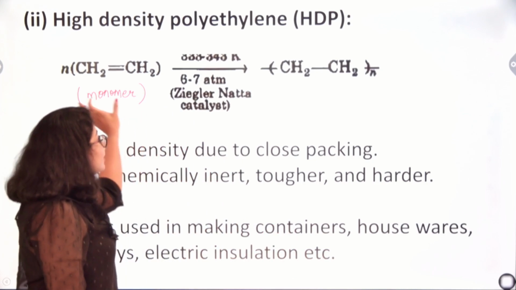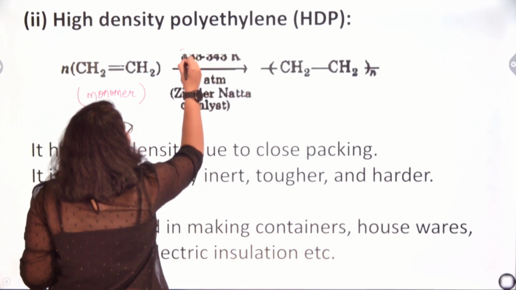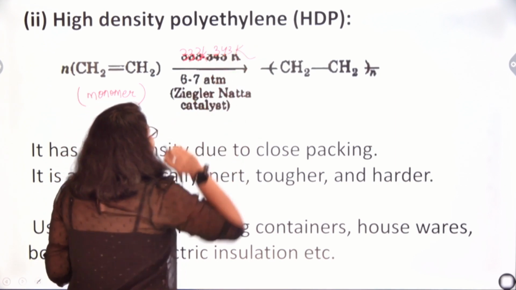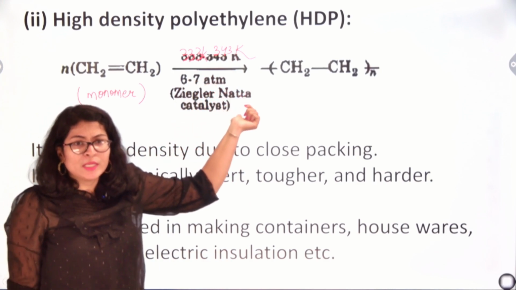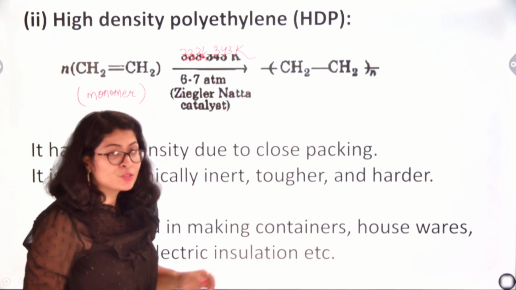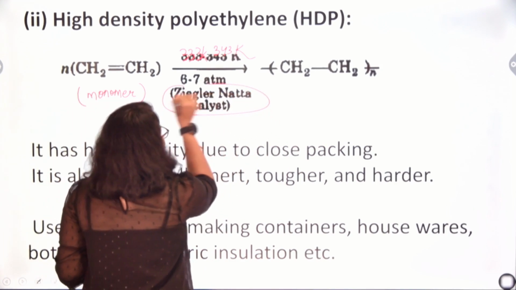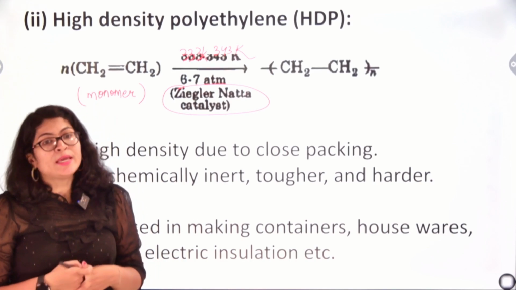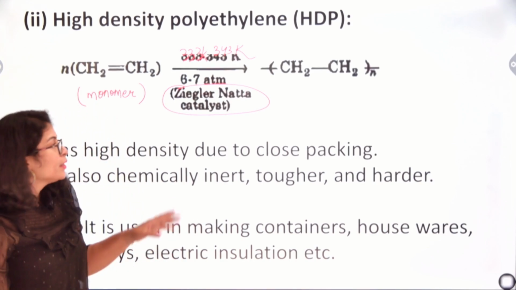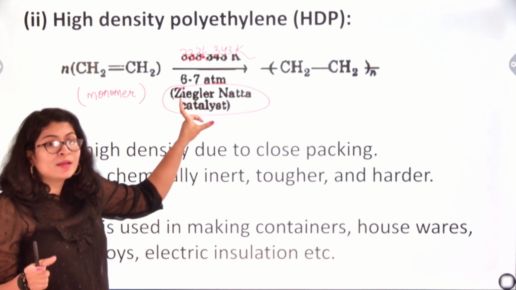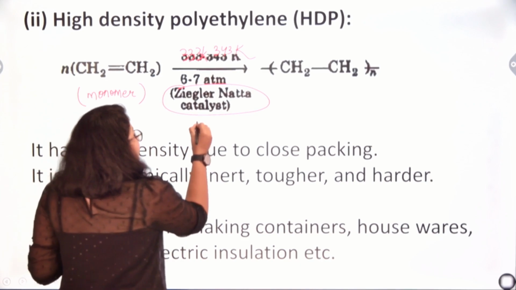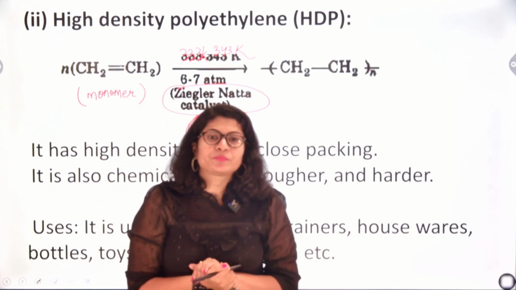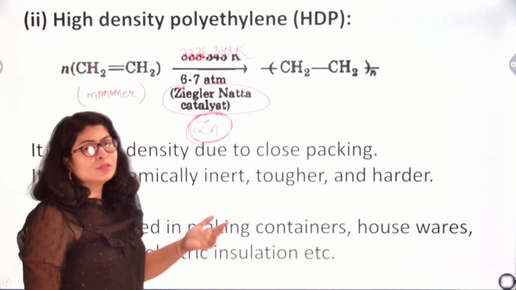Okay. So, when ethene reacts at a temperature of 333 Kelvin to 343 Kelvin, at 6 to 7 atmospheric pressure, in the presence of a catalyst called Ziegler-Natta catalyst. Note the difference. In the low density or the LDPE, we were not using any catalyst, but in the HDPE we introduced a catalyst which is Ziegler-Natta catalyst, and it is basically a zinc based catalyst. The central metal of this catalyst is zinc. So this is the Ziegler-Natta catalyst.